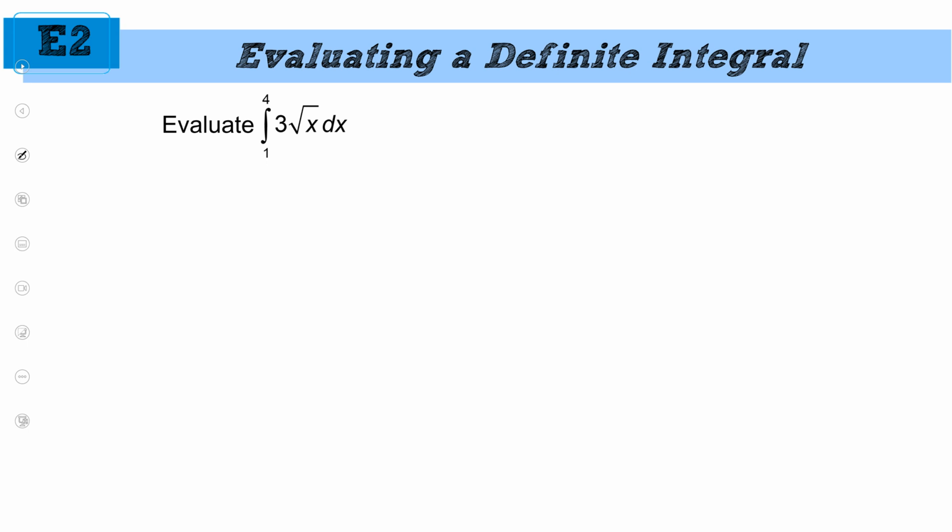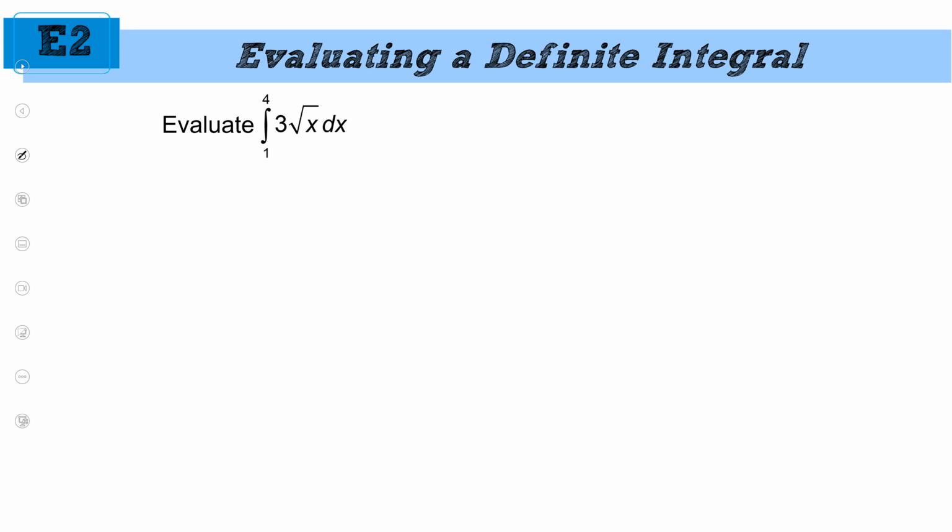What do we got? 14. 14 seems to be the consensus. Okay, so working through this. There's one new element in here: I made the problem a little nastier by putting a fractional exponent in there, but it doesn't matter.